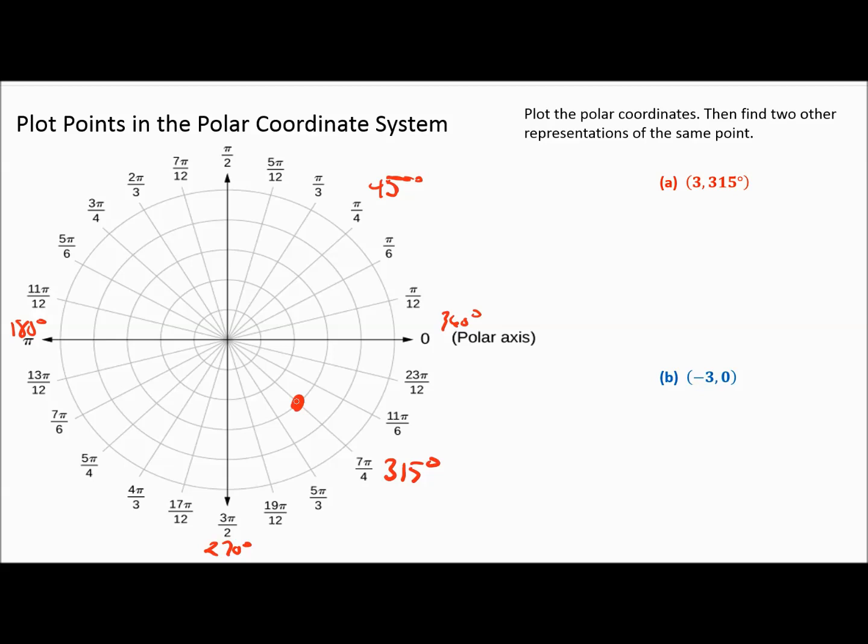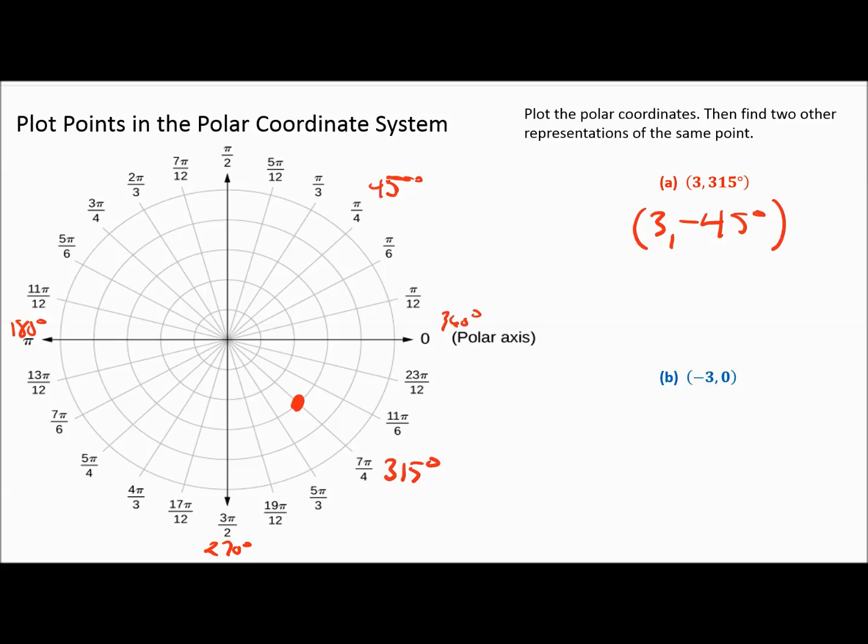Okay, so one way I could do this is if I go backwards around the circle, right? So instead of going all the way around to 315 degrees, I could go backwards, and that would be 15, and 15 is 30, plus 15 more is 45, or y'all know that's 45 degrees right there. So I could say also 3, negative 45 degrees, okay? So that's with a positive radius and a negative angle, all right? Now, let's try this again. How could I do it this time with a negative radius and a positive angle?